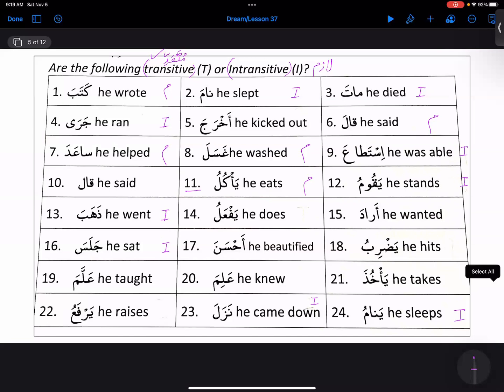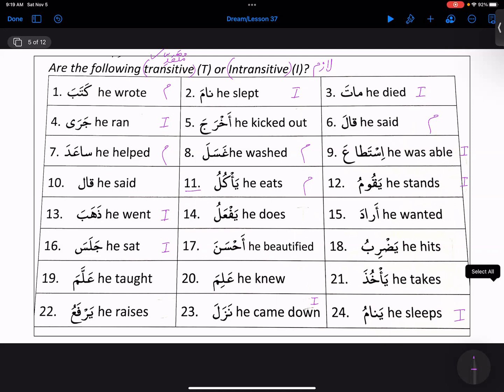Dhahaba, he went. He went something or someone. Does it make sense? No. That's lazim, intransitive. Okay.